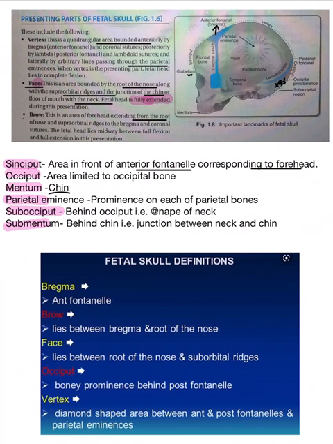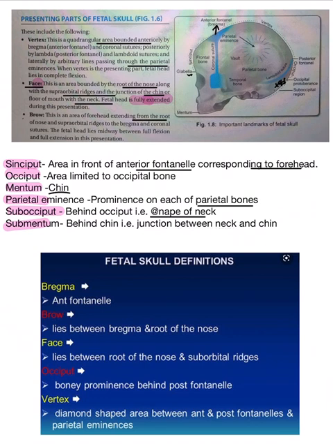Now parietal eminence. On both sides, the most prominent point of the parietal bone, guys, is the parietal eminence. Now coming on to the subocciput. What does the name suggest? It is behind the occiput. That is, if you go behind your occipital protuberance, what is there? It is actually the nape of the neck, guys. Then coming to the submentum, that is below or behind the chin. So behind the chin, what will you find? That is the junction between the neck and the chin, guys.